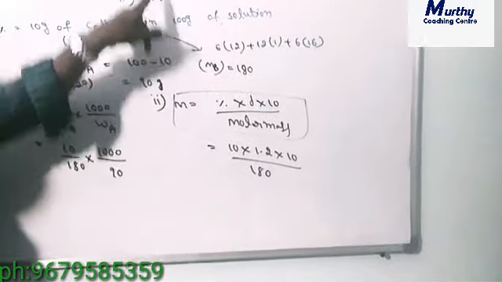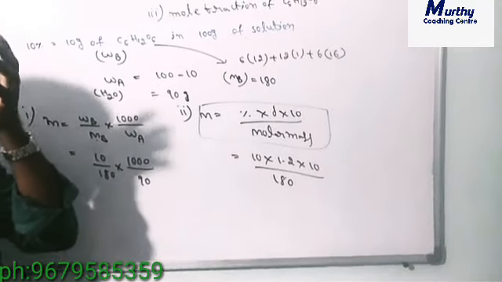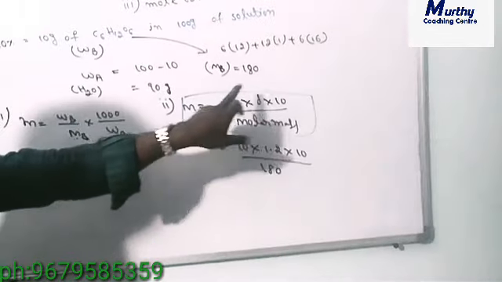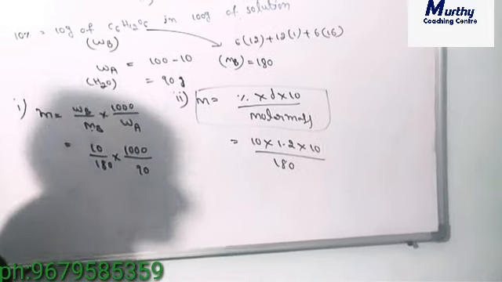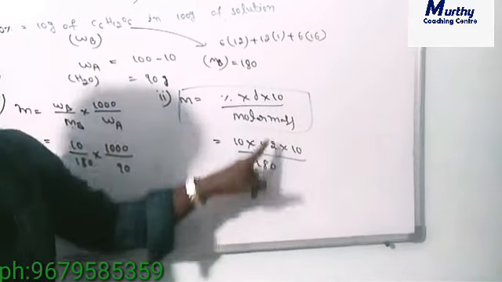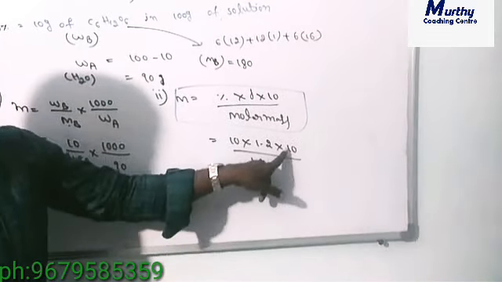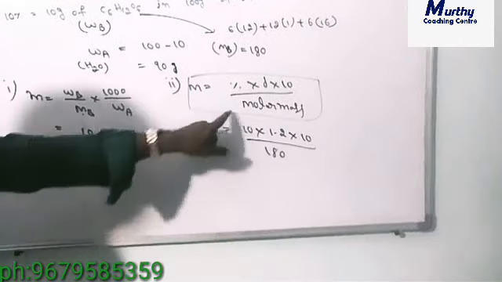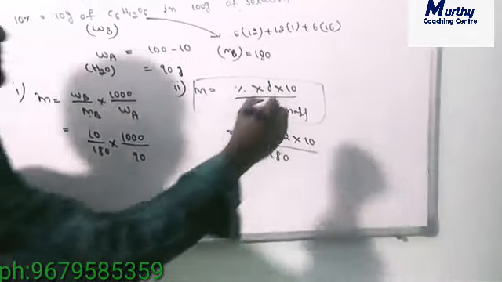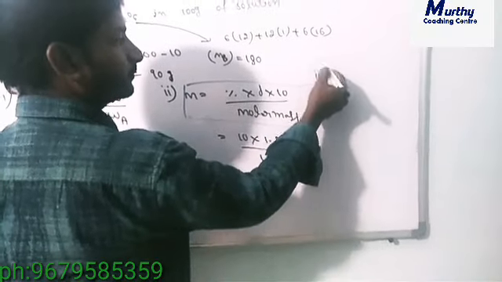Clear? So this is molality, small m. This one is molarity, capital M. So for calculating the molarity, if percentage is given, the direct formula is percentage into density into 10 by molar mass. So 10% is given, that's why this is 10. Density is 1.2 into 10, molar mass, the solute molar mass, is 180. If you simplify, you will get the answer.